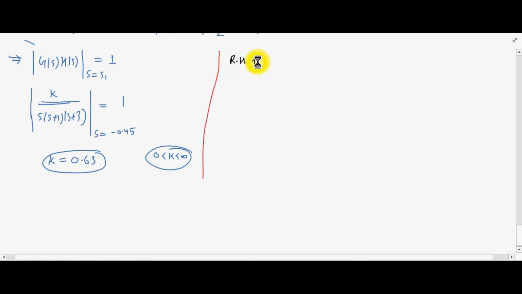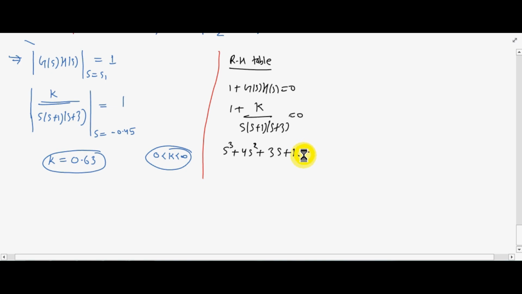For marginal stability in the Routh-Hurwitz criteria, first we create the RH table. The RH table is created from 1 plus G(s)H(s) equal to 0. Now 1 plus k divided by s into (s plus 1) into (s plus 3) equal to 0. We can calculate here s cube plus 4s square plus 3s plus k is equal to 0. Now draw the RH table here.